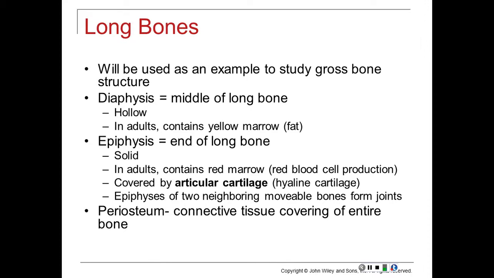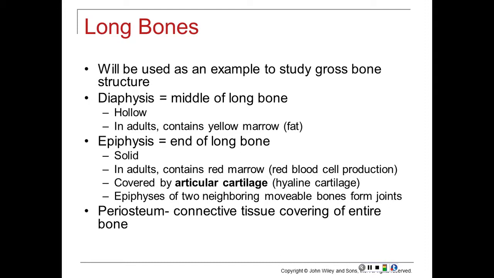So long bones, these are the quintessential bone that we use to study bone structure. They have a diaphysis. The diaphysis is the middle of the long bone, so it's the shaft, so to speak, of the long bone. It's actually hollow. In adults, that's where some fat is stored. It has yellow marrow inside of it, which is fat or triglyceride storage.